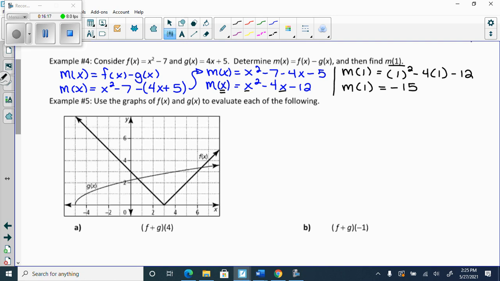M of 1 equals 1 minus 4 minus 12, which is negative 15. And you kind of already did this in polynomials, right? It was called remainder theorem. You would take the factor, you'd solve for x, and if you plugged it in, you'd get the remainder. You've kind of already done this.